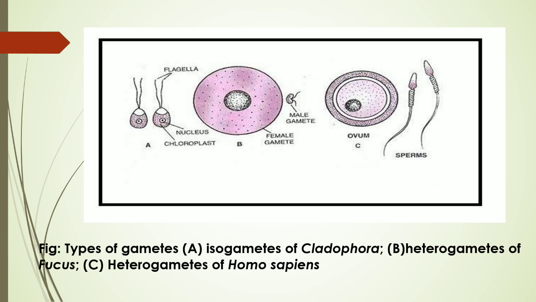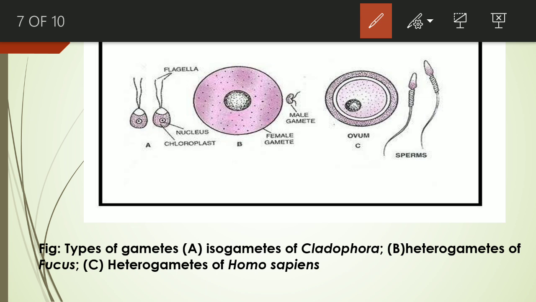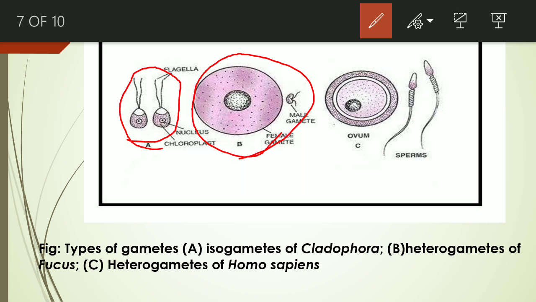Now, these are some examples of types of gametes. First one is isogamete of Cladophora, which is an alga, and second one is heterogametes of Fucus, which is also an alga, and third one is heterogametes of Homo sapiens. Homo sapiens is the scientific name for humans.